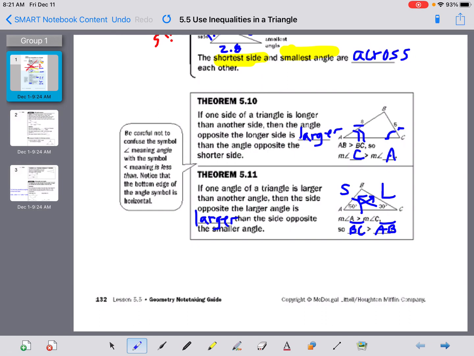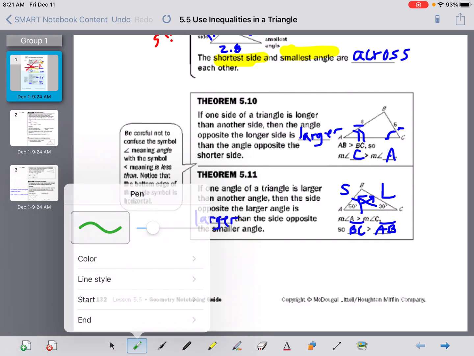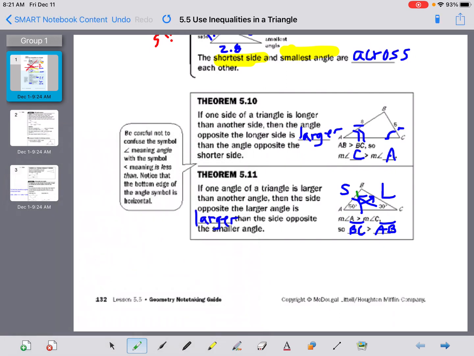We could throw on there, how big is angle B? 50 plus 30 is 80. 180 minus 80, 100. Where's the biggest side? AC, right? So really, I could put out here, AC is going to be larger than BC, which is larger than AB, okay? So that's what we get. The larger side is across from a larger angle, or the larger angle is across from a larger side. It just goes together. Page 2.